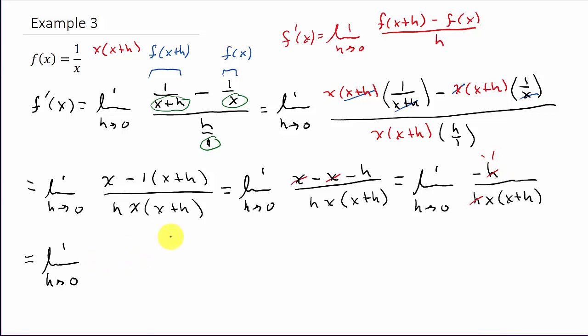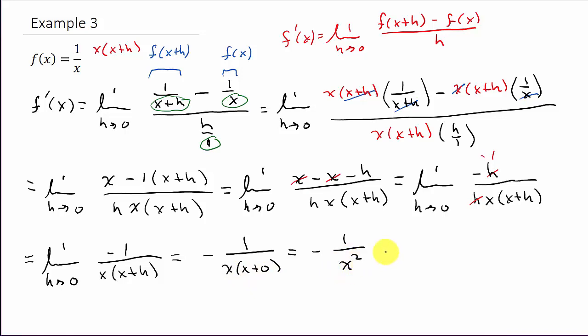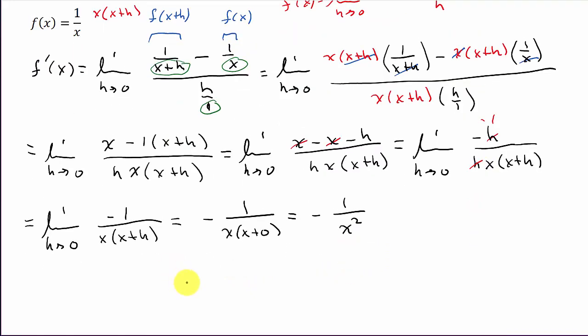So that's going to be -1 over x times x plus h. And now we can evaluate the limit, plug the 0 in for h. So that's going to be -1 over, I'm just going to bring the negative out in front of the fraction, x times x plus 0, which is -1 over, and x plus 0 is x, so x times x is x squared. And so we get our derivative is -1 over x squared.